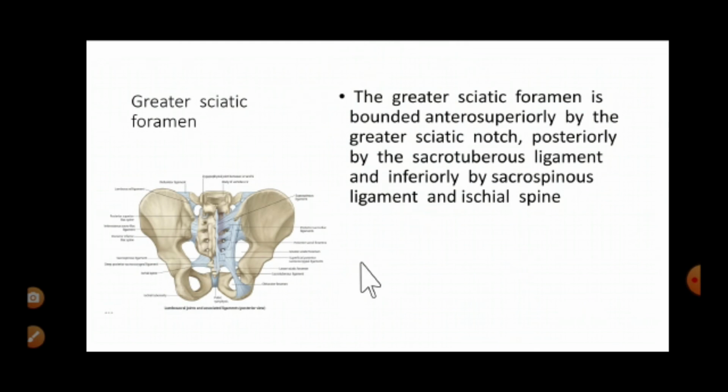Now the greater sciatic foramen is bounded anterosuperiorly by the greater sciatic notch. So we have the greater sciatic notch here, posteriorly the sacrotuberous ligament, and inferiorly the sacrospinous ligament. Anterosuperiorly we have the greater sciatic notch. Posteriorly we have the sacrotuberous ligament, and inferiorly we have the sacrospinous ligament and the ischial spine to which it is attached. So these are the boundaries of the greater sciatic foramen.